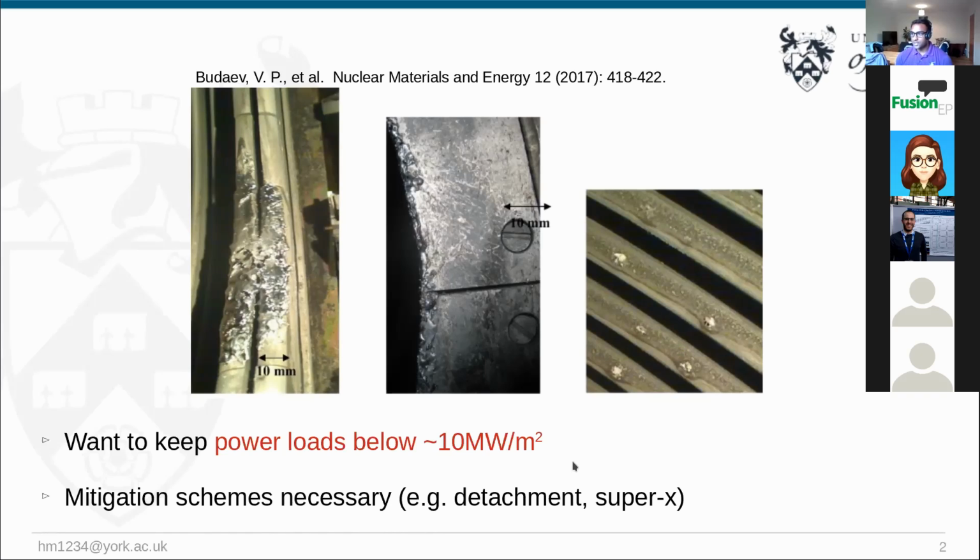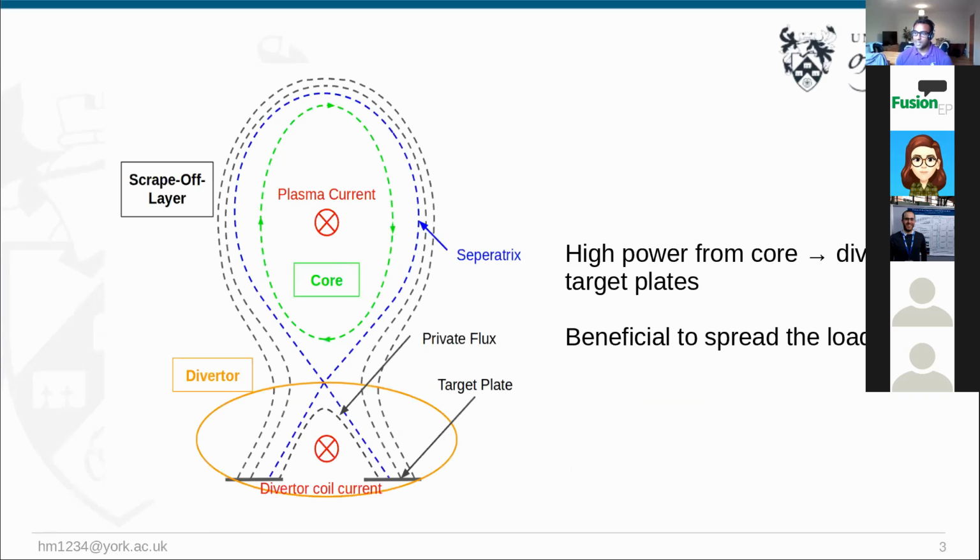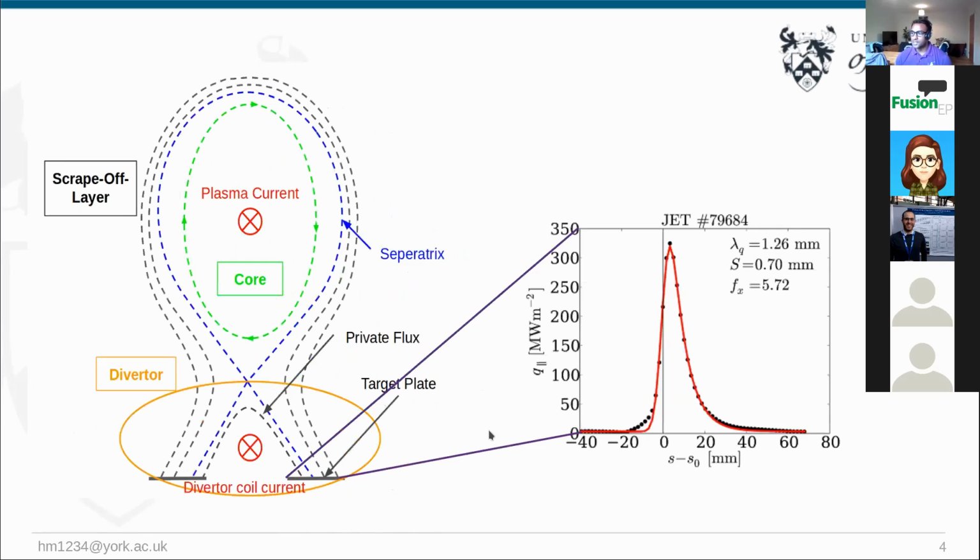So the geometries I'm looking at focus on this yellow region here, the divertor region of a tokamak. Basically, this is the exhaust, where power leaving the core travels through the scrape-off layer and hits the target plates at the end of the divertor. And I'd like to look at ways of spreading the power load. So what does spreading the power load mean?